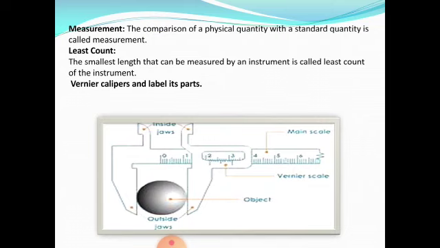Here the vernier scale was designed by Pierre Vernier in 1630. Vernier is a secondary scale used along with the main scale. Vernier slides along the main scale. It is used for measuring length accurately to any desired fraction of the smallest division on the main scale. Here vernier calipers consist of the upper jaws, lower jaws, screw, vernier scale, main scale and depth bar.